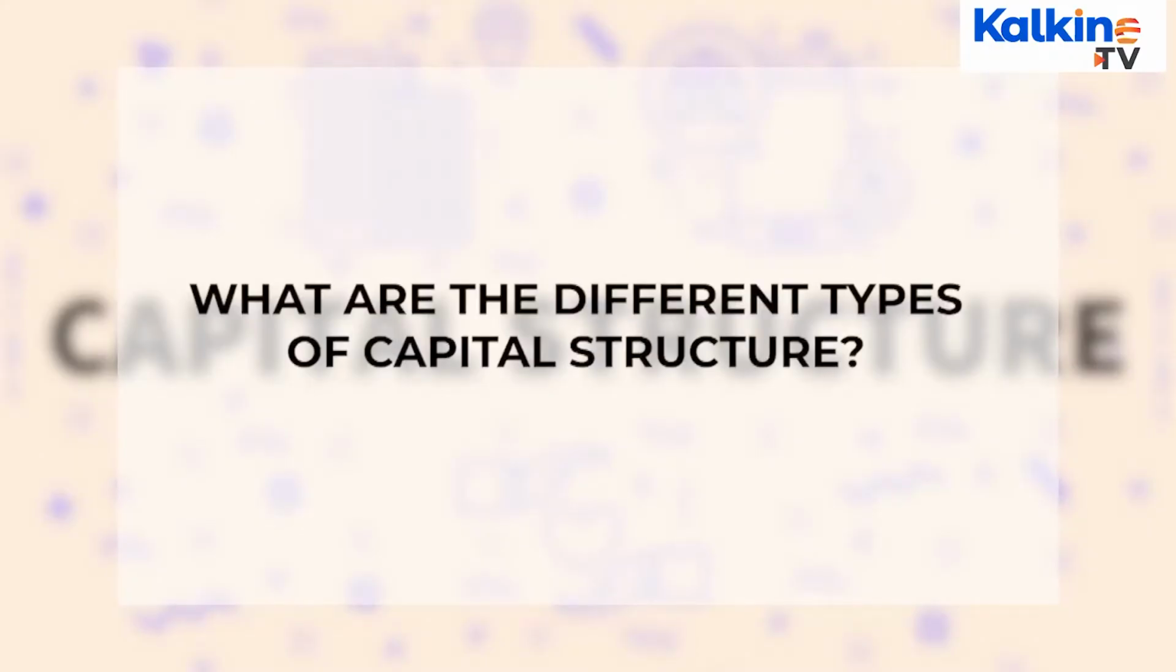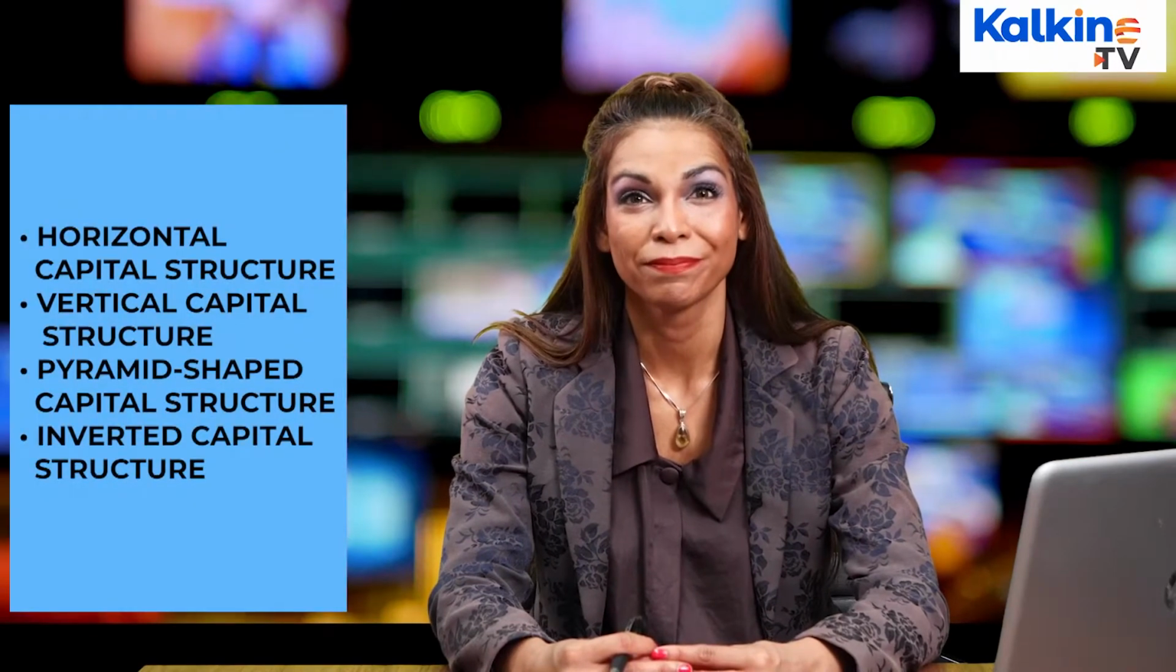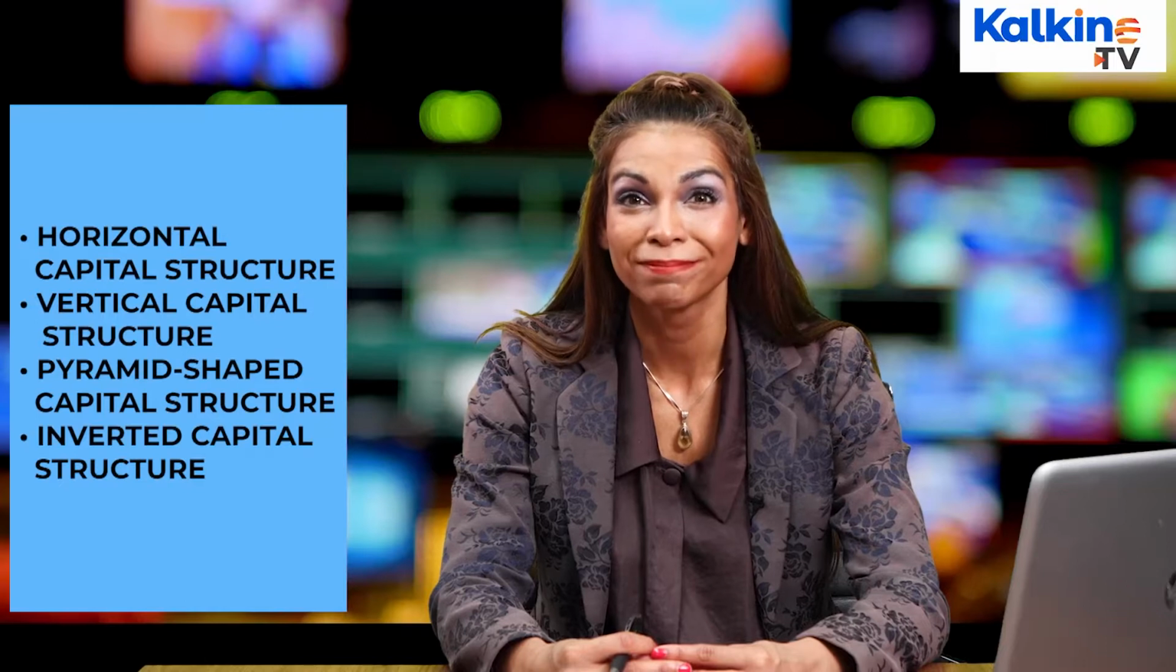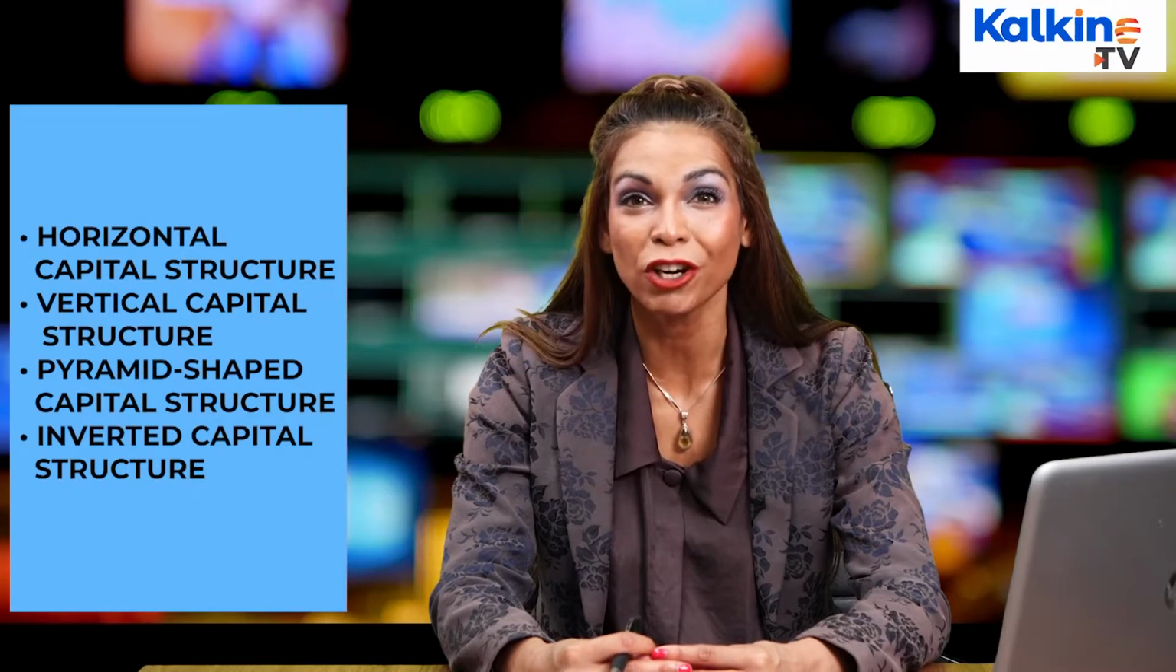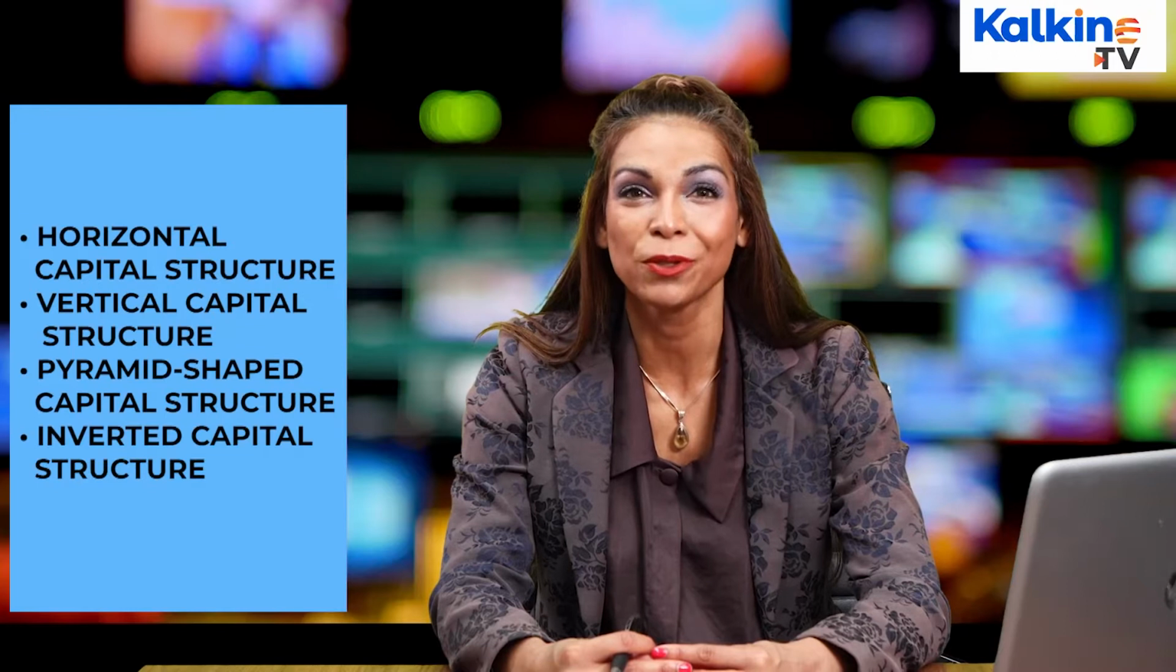So what are the different types of capital structure? There are 4 kinds of capital structure: horizontal capital structure, vertical capital structure, pyramid-shaped capital structure, and inverted capital structure. Let's take a closer look.